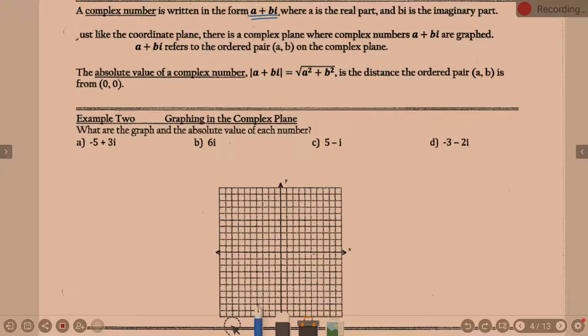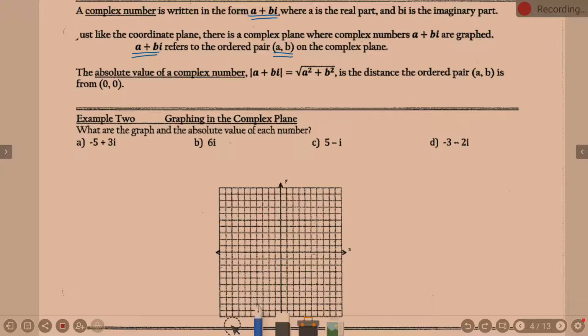And that's what we're going to do down here. Good news is it's very easy graphing. If you can graph an ordered pair, you can graph a complex number. Okay? So, a plus bi refers to the ordered pair a comma b. So the real part, a, is kind of like your x. The number that's with the imaginary part, so the b, we don't use the i part, but the b that is attached to the i, that is like your y value. And so we come down here, we're going to work on graphing like negative 5 plus 3i.